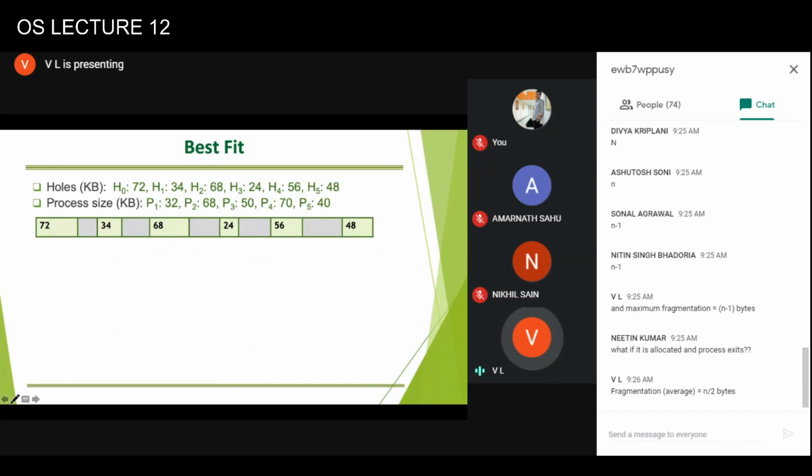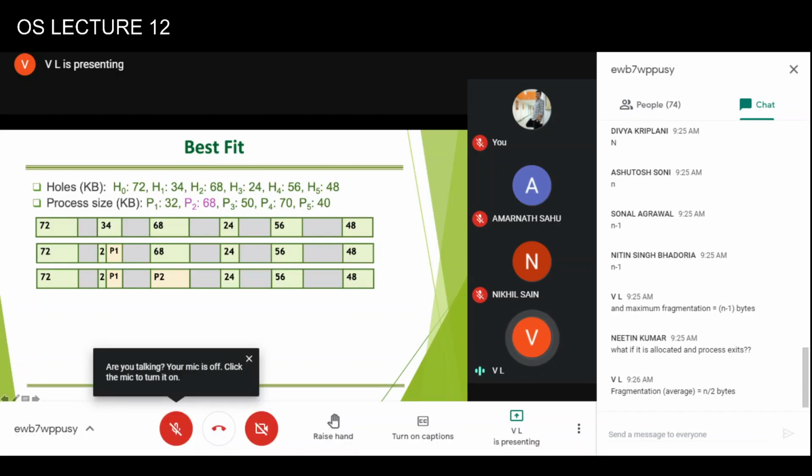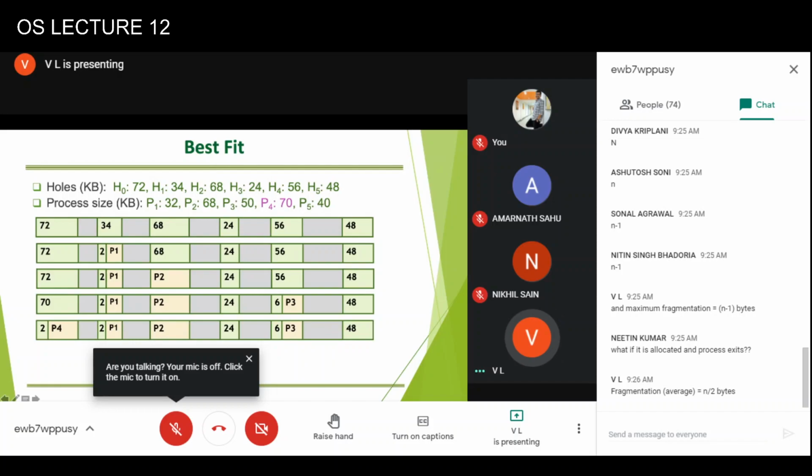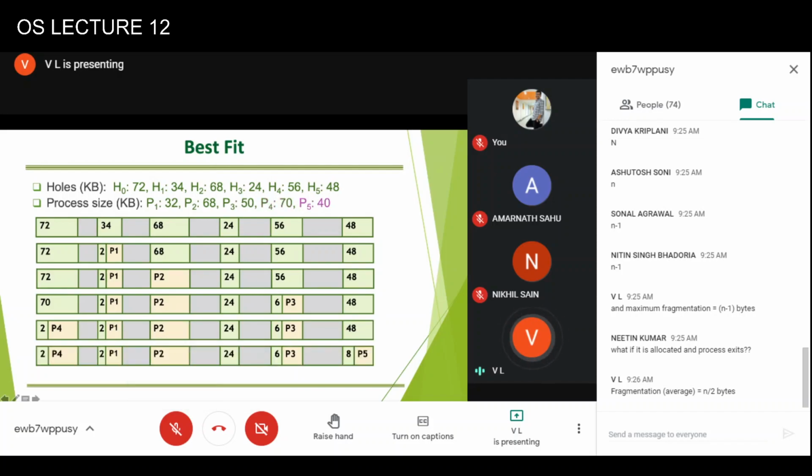In case of best fit, we are going to allocate it to the nearest size hole. So for 32, the nearest is 34. So it will be allocated here. So you can see this hole size is too small to accommodate any other process. Then 68 will be allocated here. Then 50 will be allocated here. Then 70 will be allocated here. And 40 will be allocated here. So this is how the situation will look.